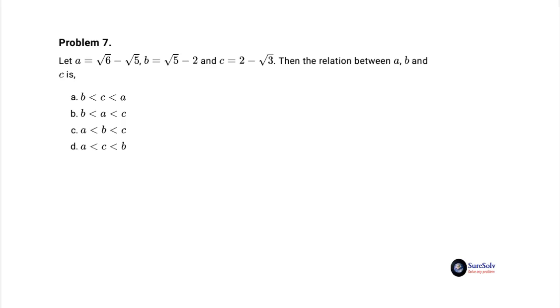Go through the problem and try to find a way to solve it. Identify the first key pattern as the difference between the square of the two terms for each of A, B and C is 1. For A, square root of 6 whole square minus square root of 5 whole square equal to 1. For B, square root of 5 whole square minus 2 square equal to 1. And for C, 2 square minus square root 3 whole square equal to 1.